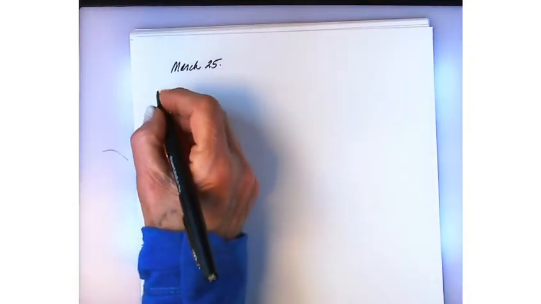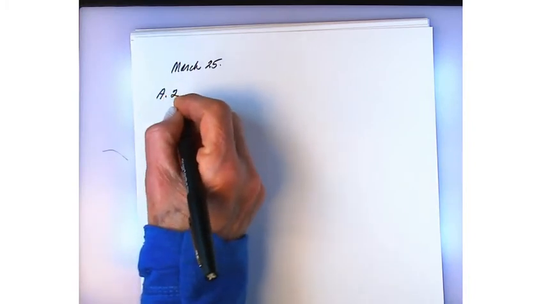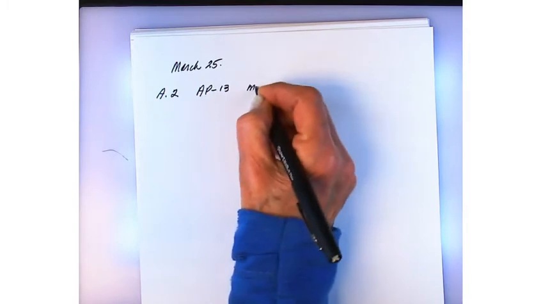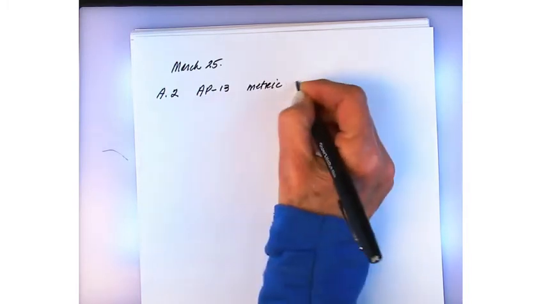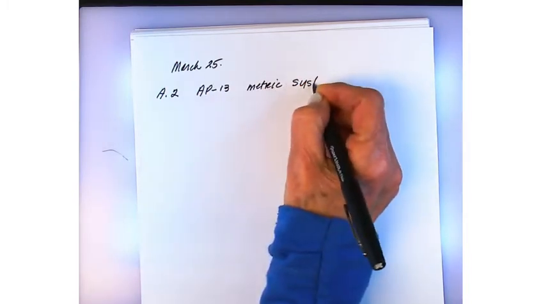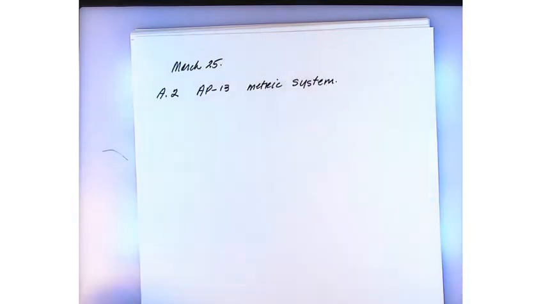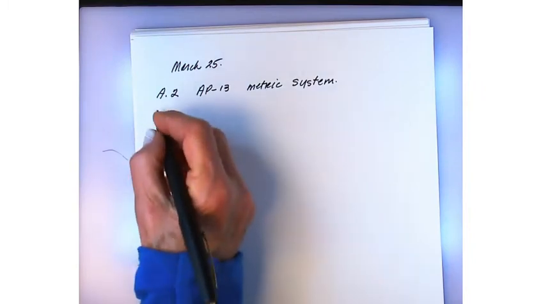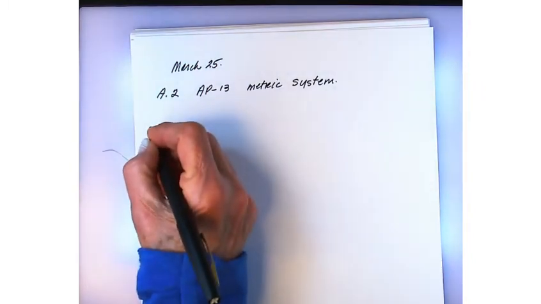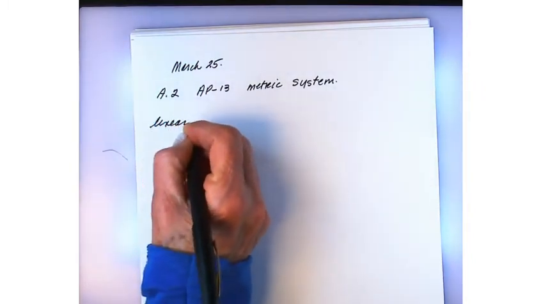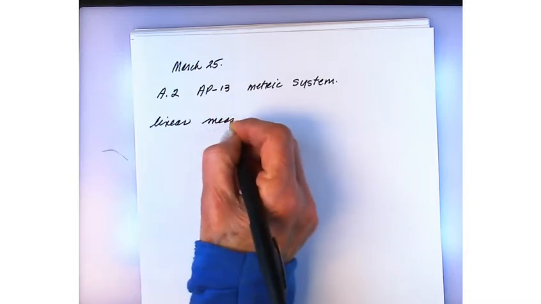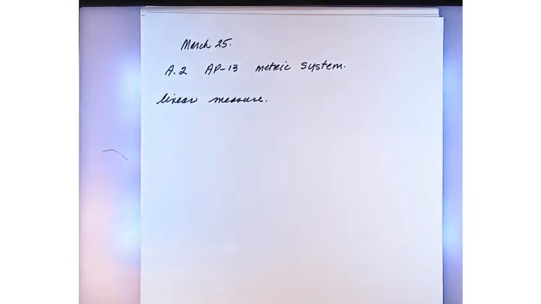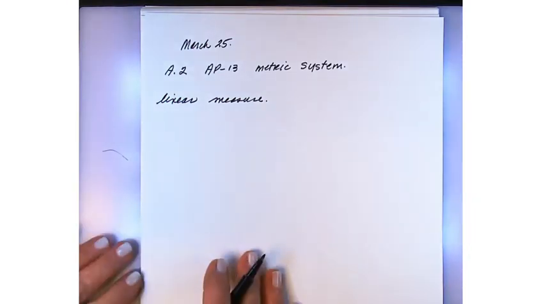Let's look. We are on A2, which is page AP13, the metric system. And remember, all the appendix is in the back of the book. Today we're going to look at metric measure, and we're going to start out with linear measure. In linear, remember, we measure distances and lengths with that.